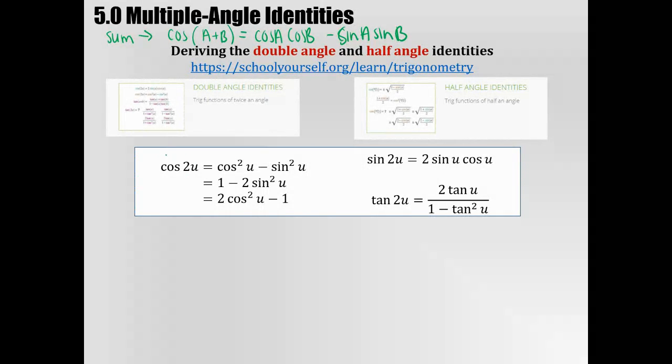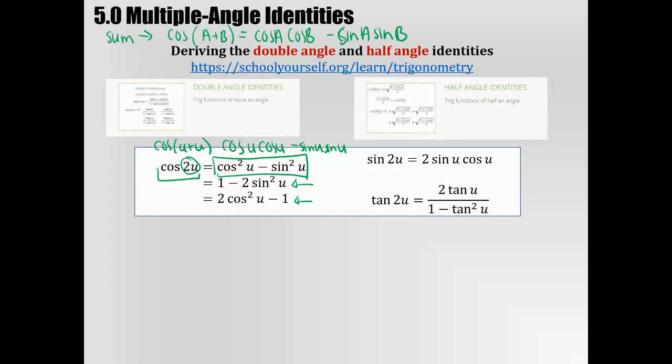But if we're dealing with a double angle here, I could write cosine of 2 mu as the cosine of mu plus mu, and they're the same angle. And so when I fill this in, I would get the cosine of mu times the cosine of mu, minus the sine of mu, sine of mu. And so that's why it's cosine squared minus sine squared. And so this right here is the double angle identity for cosine. These are just different ways that we can express it.